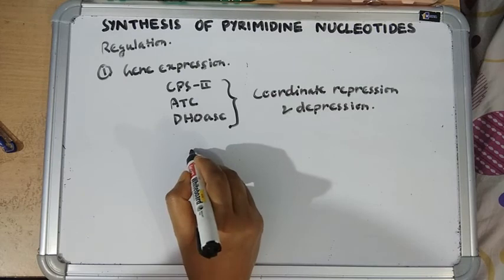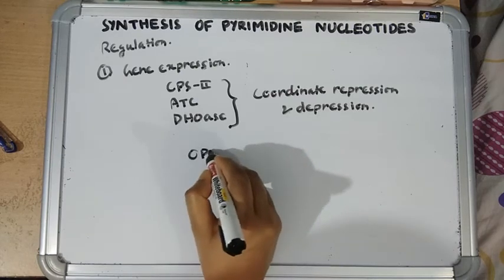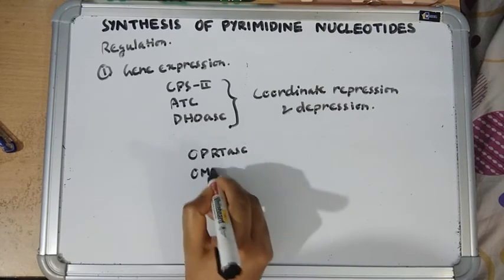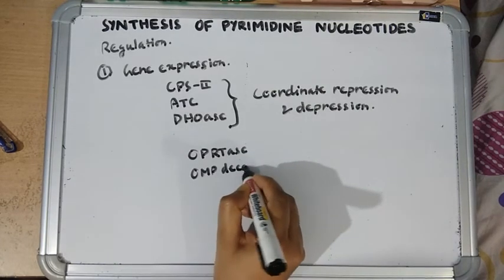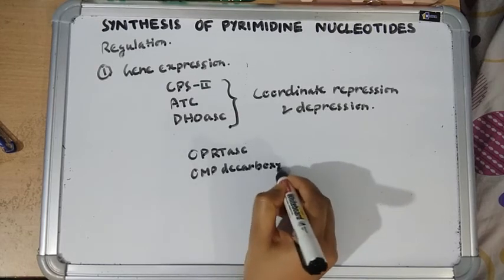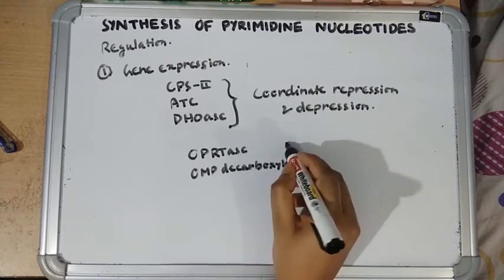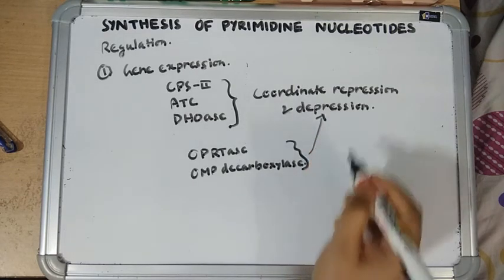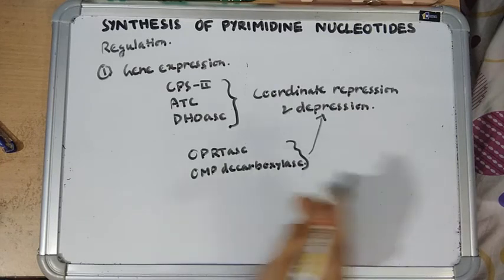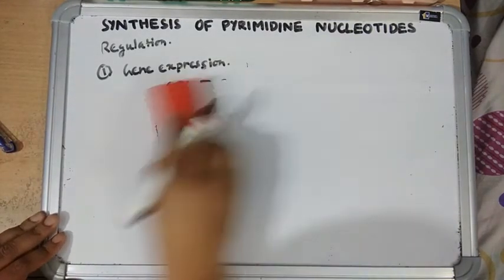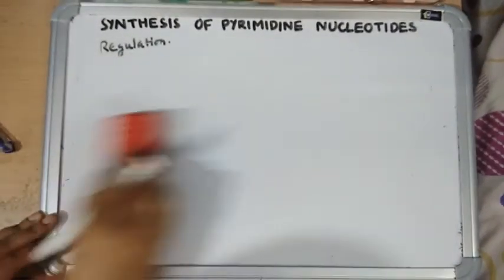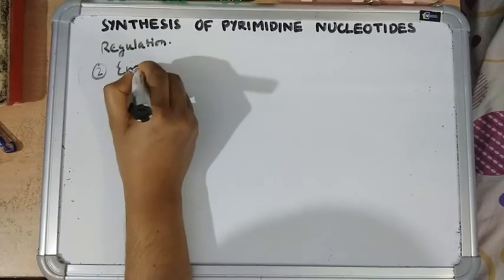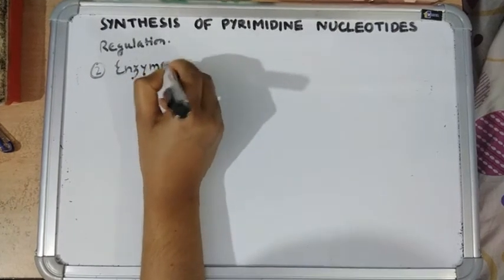So the last two enzymes, orotate phosphoribosyl transferase and OMP decarboxylase, are also regulated in a similar way. They are part of a multi-enzyme complex and regulated by coordinate repression and de-repression. Then number two is by regulating the enzyme activity. So this is mainly allosteric regulation of enzyme activity.